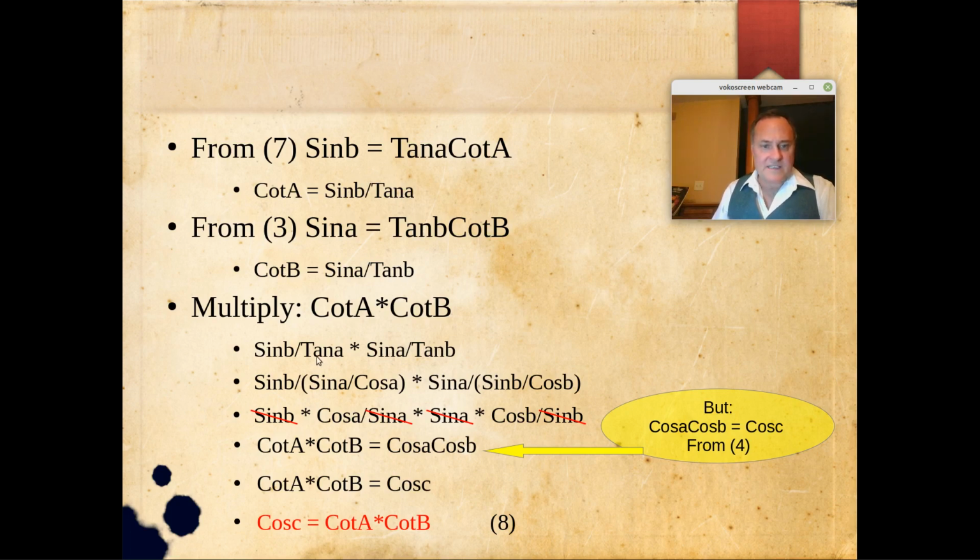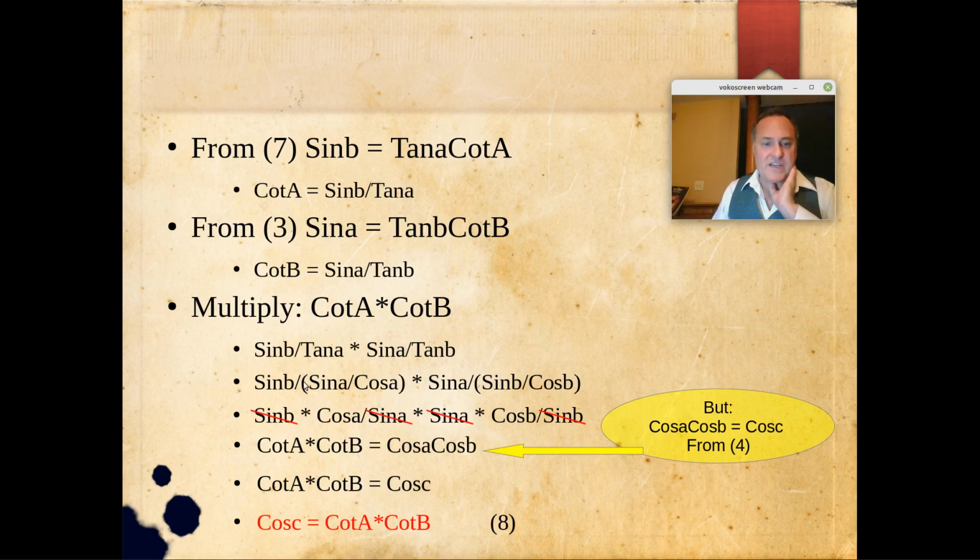And recognizing that the tangent is the sine over the cosine, basically we've got this situation again where we're dividing by a fraction. We're dividing by a fraction, and it's like multiplying by the reciprocal.